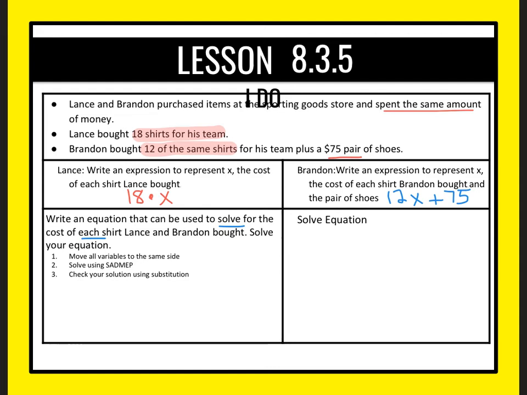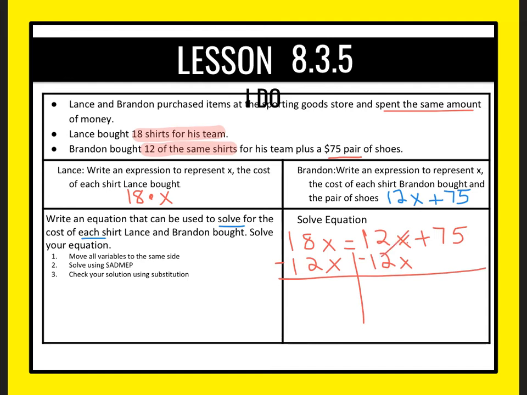So I'm going to set up my equation because I need to know the cost of each shirt and how much they spent, right? Where they spent the exact same amount. So these have to be equal to each other. Well, what's kind of nice on this equation is I already have the variable 18x on one side. So really, the only thing I need to move is that 12x. So I need to undo that by making it negative so I can move it to the other side. Same steps that we were doing in two-step equations, right? This gives me my zero pair. 18 minus 12 leaves me with 6x equals 75.